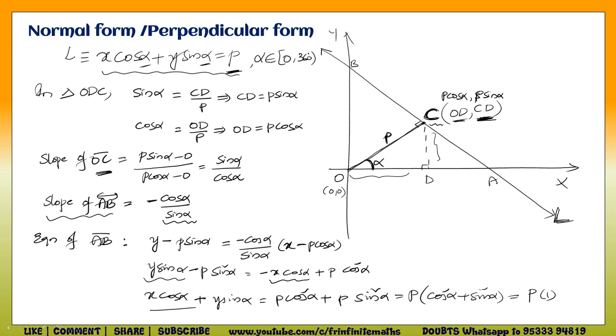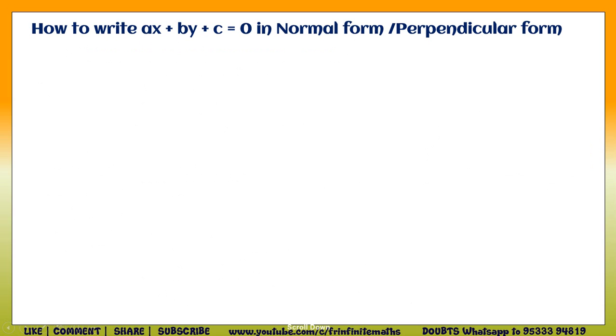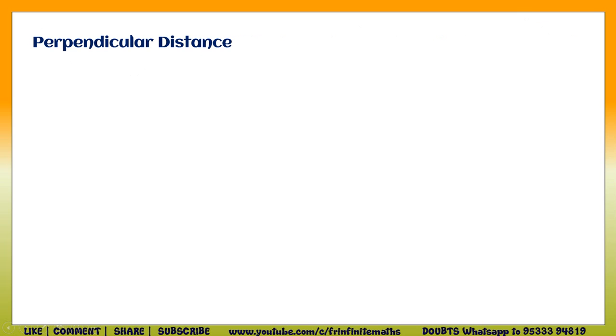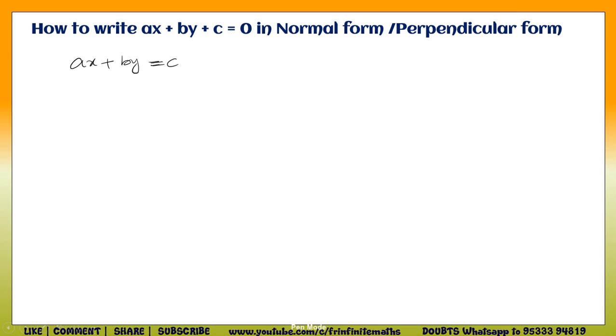Okay, now let us see how to write ax plus by plus c is equal to 0 in normal form. So what is ax plus by plus c is equal to 0? It is the standard form of the straight line equation. We need to convert this into normal form or perpendicular form. So how do we convert the given line equation into normal form? Let us see that. First of all, transpose that c to the right hand side. Then I can write this as ax plus by is equal to minus c.